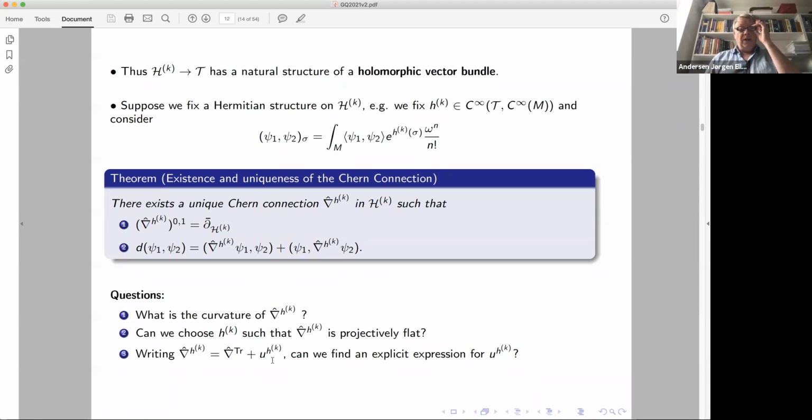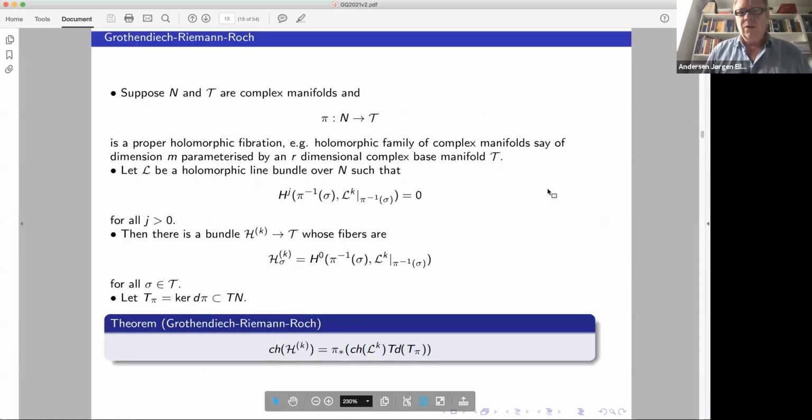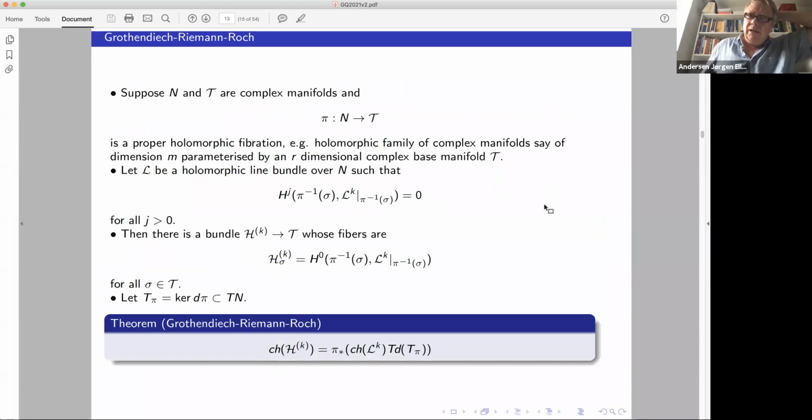Okay, so these are questions, but the answers to these are very often not satisfied. I mean, very often this is not projectively flat. There is curvature, and it cannot be written just like this. Let me give you some examples. And so the example starts in really Grothendieck-Riemann-Roch theory. Let me assume that N and T are complex manifolds, and that pi is a proper holomorphic fibration over T.